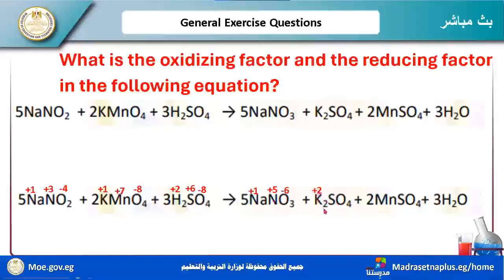Potassium is positive 1 times 2, equal to positive 2. Now negative 2 times 4 equal to negative 8. The change between them, sulfur here, equals positive 6. We transfer here negative 2. This is the SO4 polyatomic group. Manganese equals positive 2.